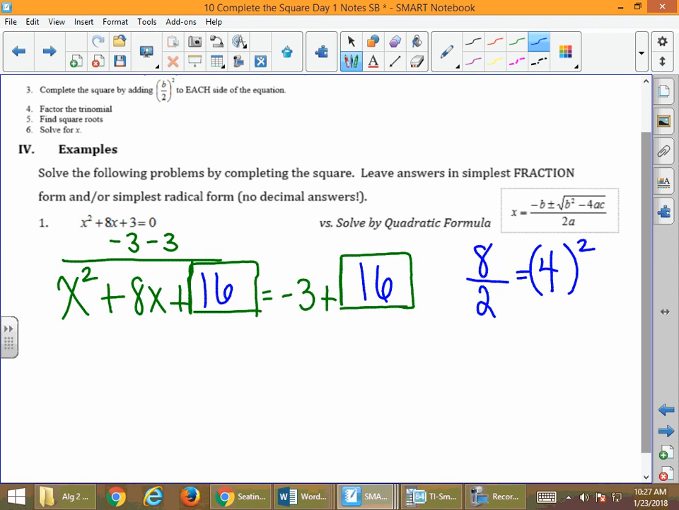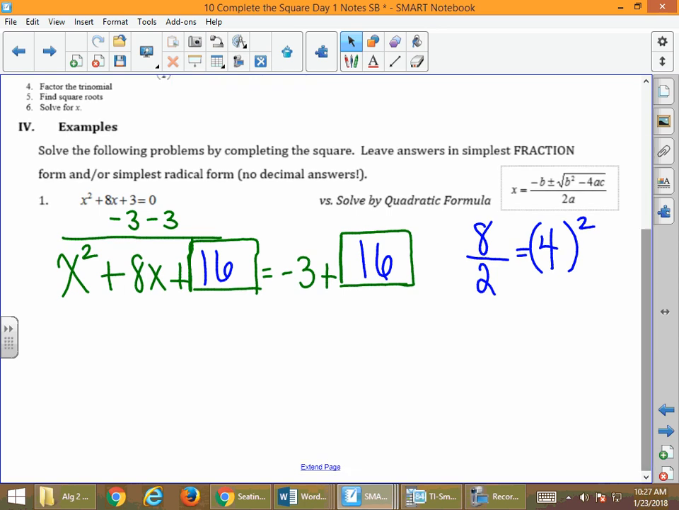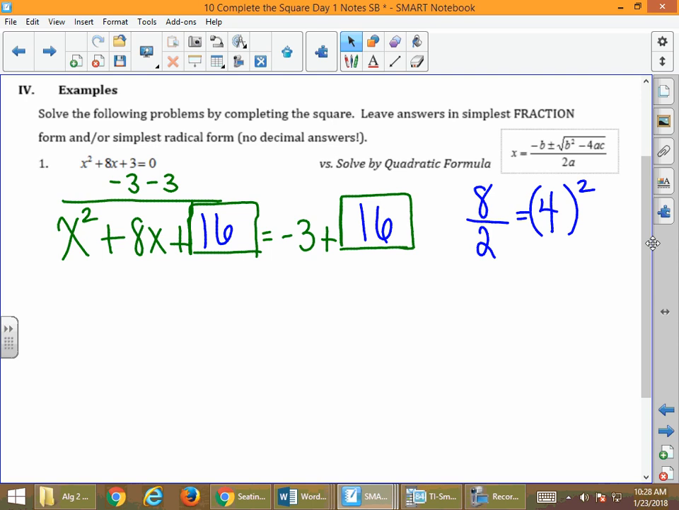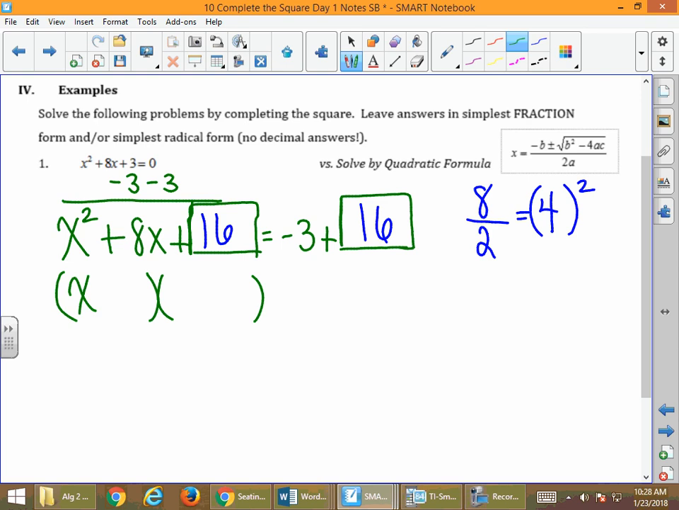Next step, let's factor the trinomial. Rather than split the middle every single time, because I don't want to split the middle when the middle is a problem, if you take the time to write this blue step that we did, 8 divided by 2 squared, then when we factor, remember we're turning this into a perfect square trinomial, which means that this is x plus 4 and x plus 4.